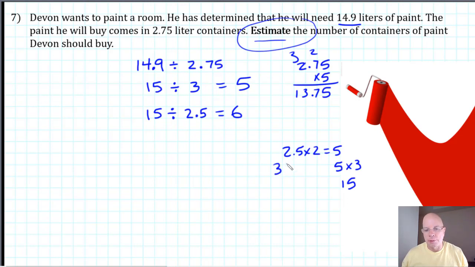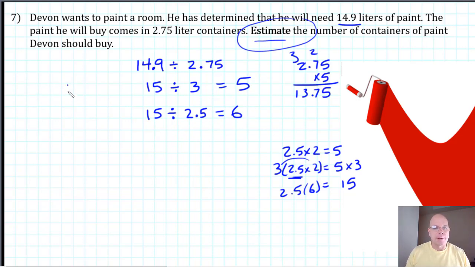And so if we triple this, we get 15. And so the 2.5 multiplied by, if we associate here, 2.5 times 6 is 15. And so those are actually friendly numbers. And 6 ends up being a much better estimate for the number of cans we would need.